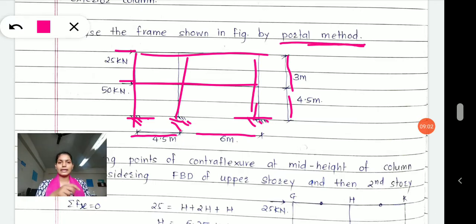You should understand that we are analyzing frames with two methods. In your syllabus they have added two methods of analysis. One is the Portal frame method, the second one is the cantilever method. Right now we are analyzing our frames with the Portal method. Later we will go for the second type, which is the cantilever method.